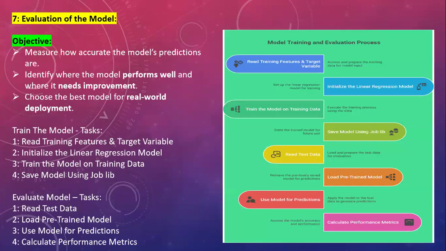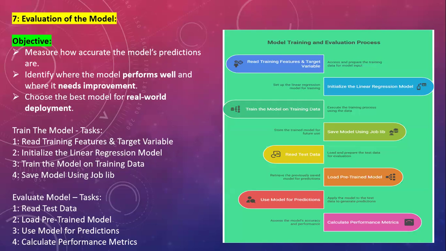Once we have trained the model, here we are going to evaluate the model by measuring how accurate the model predictions are. So these are the tasks involved in the evaluation of the model. We need to create the training features and the target variable. This is for training the model. So we need to initialize the linear regression model. And after that, we are going to train the model on the training data. Then finally, the trained model will be saved by using the joblib module.